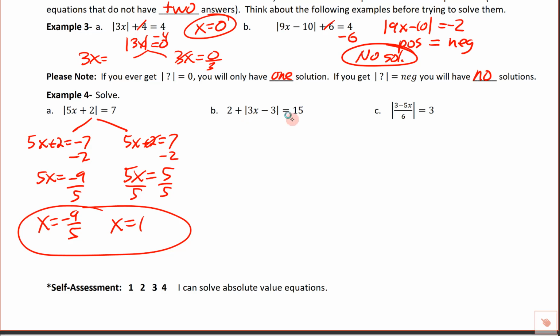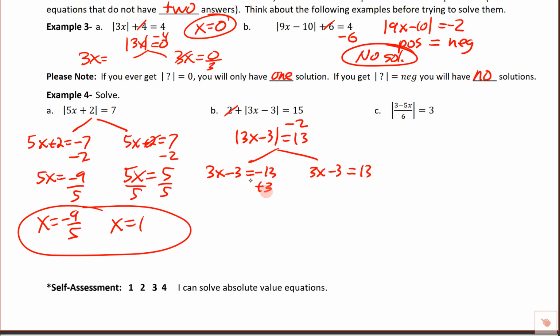Okay, so on this one right here, again, we're going to go ahead and isolate. So we're going to subtract the 2. 3x minus 3 in absolute value, we get a 13 right here. Let's take a look here. We're going to break that into the two cases once it's isolated. We're going to remove the absolute value, make the number the opposite of what it was. Remove the absolute value, keep the number the same, and then just go through and solve.